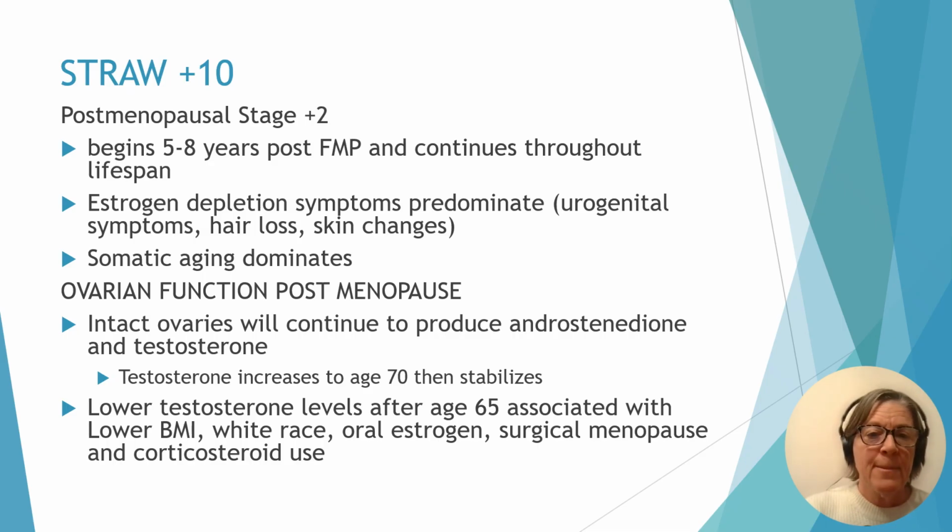So there are changes that are going to be the same with men and women, and those are our somatic aging changes. In the ovaries after menopause, intact ovaries will continue to produce testosterone and its precursors up to about age 70 at a pretty steady state level, and then those levels will decline. You will see lower testosterone levels after age 65 associated with various factors, including a lower BMI, being white, taking estrogen, surgical menopause, and steroid use. But as we'll discuss when we talk about sexual dysfunction, there's very little correlation between circulating testosterone levels and what's actually going on functionally.